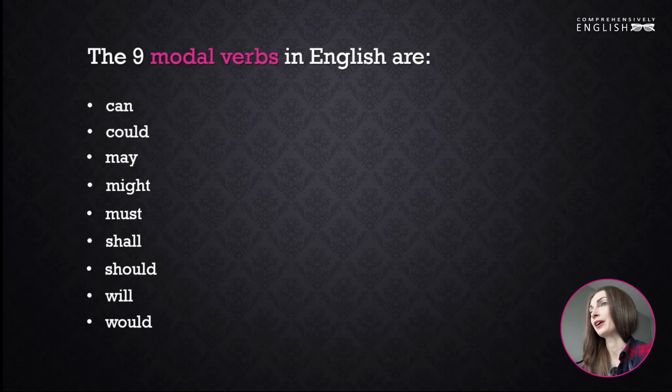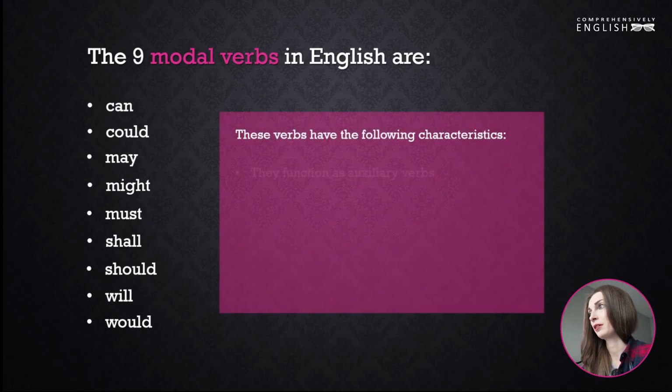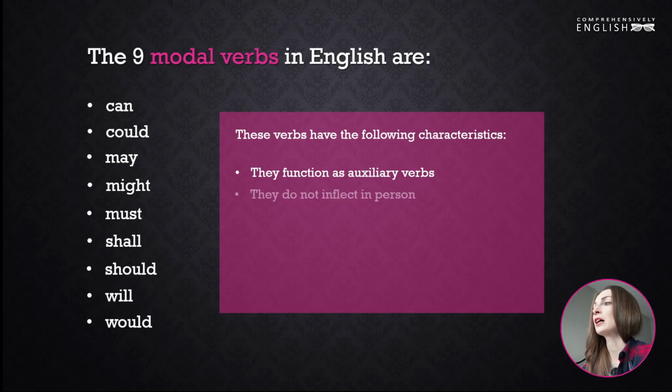The modal verbs are characterized by the following things. They function as auxiliary verbs. That is, we would say I can dance, I can't dance, can I dance, or can you dance, right? They do not inflect in person. It's impossible to say she cans or he musts. That's absurd. We don't inflect them in person, right? It's always the same form. I can, she can, you can, he can, they can, and so on and so forth.